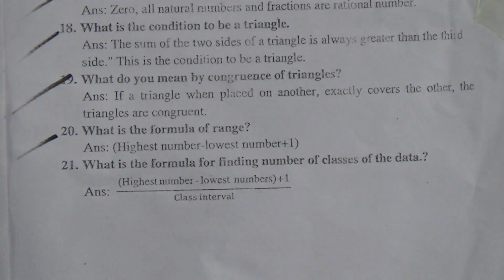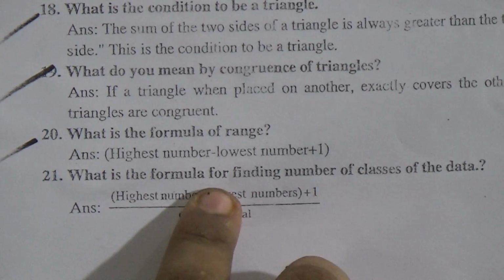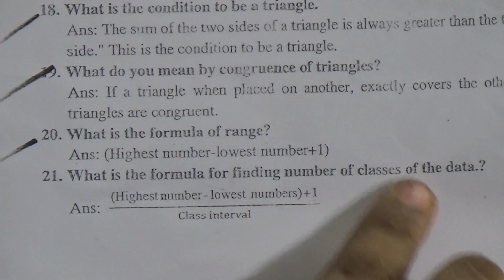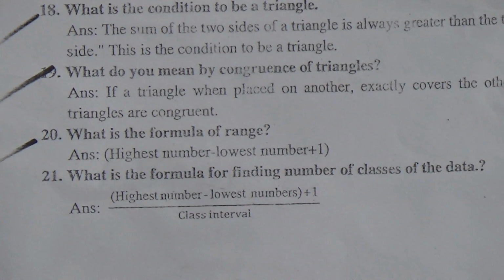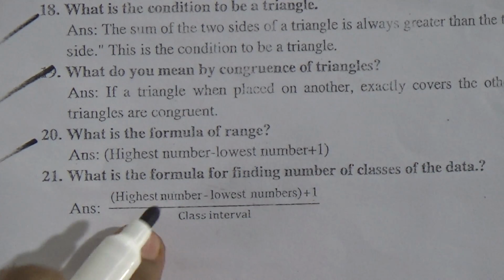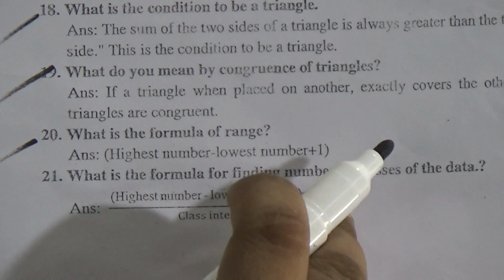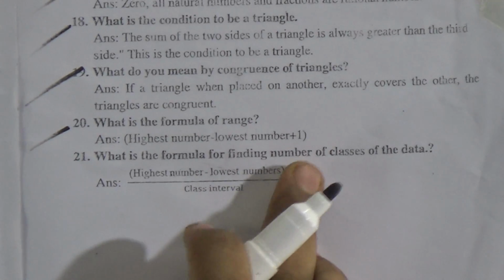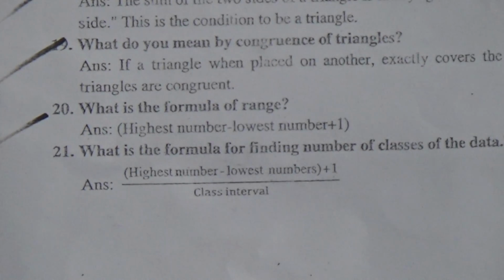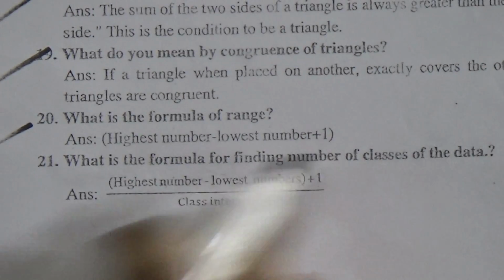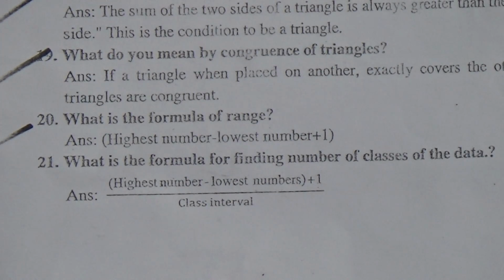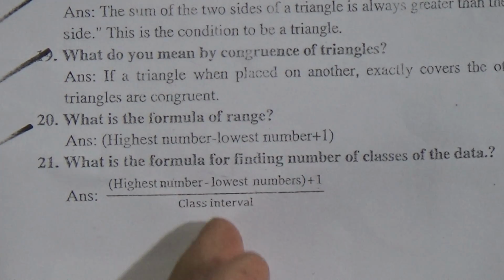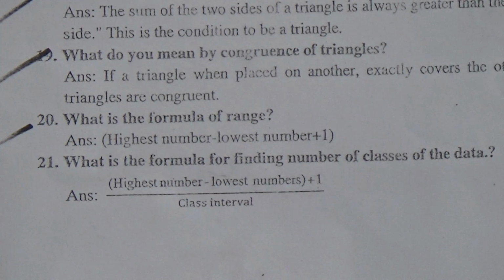Question number 21. What is the formula for finding the number of classes of the data? Dear student, for the number of classes of data, it is highest number minus lowest number plus 1 divided by class interval. My dear students, notice, highest number minus lowest number plus 1 divided by class interval. If highest number minus lowest number plus 1 equals range, then you can also say range divided by class interval and we get the number of classes of the data.